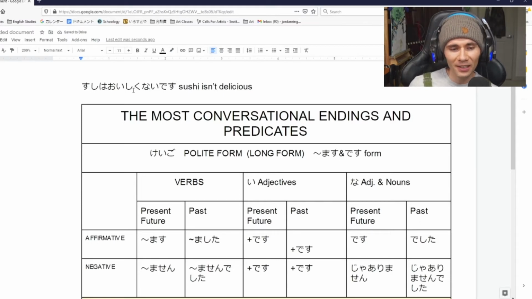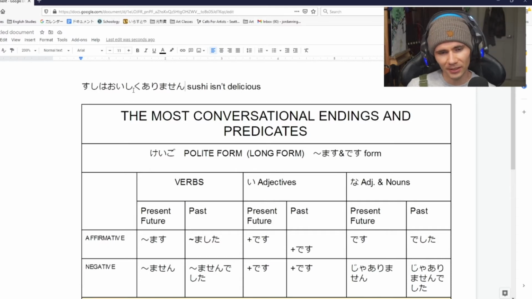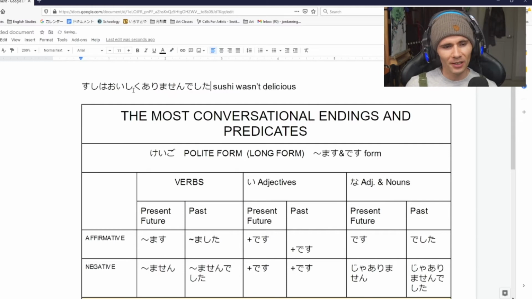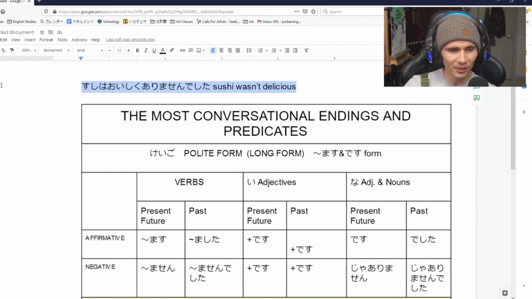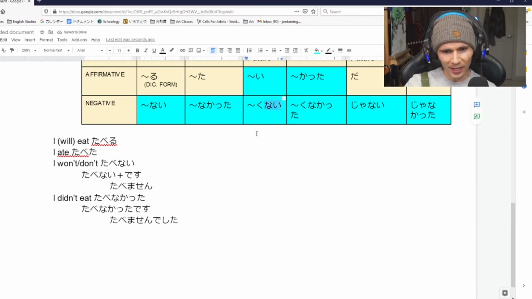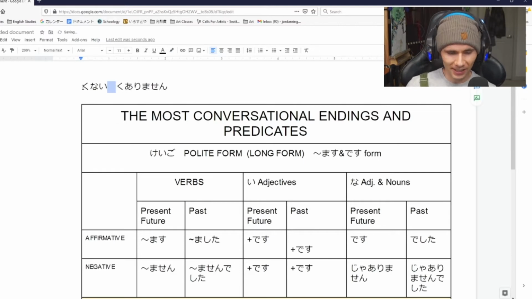And once again, this means sushi isn't delicious. However, we can replace nai desu with arimasen. Sushi wa oishiku arimasen. That also means sushi isn't delicious, and it's just a little bit politer. Now, we'll leave that and make this sushi wasn't delicious, which would then be sushi wa oishiku arimasen deshita. Now, some of you might have noticed, hey, in other words, you just took the nai on kunai and replaced it with arimasen. So kunai became ku arimasen. Does that mean whenever I encounter a nai, I can replace it with arimasen?